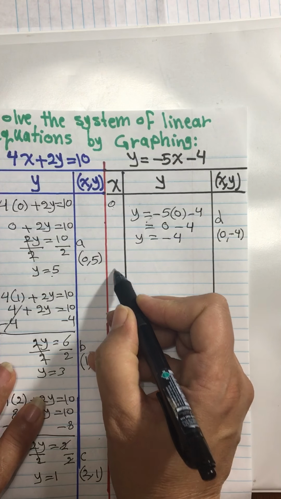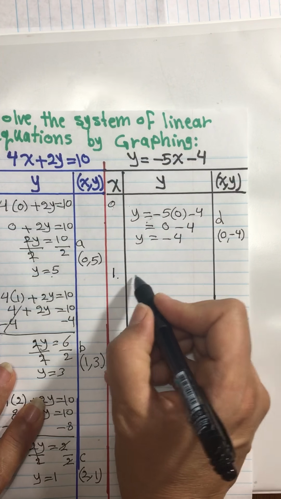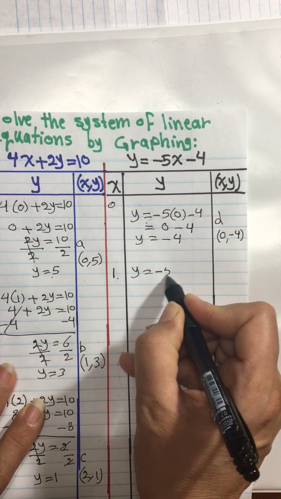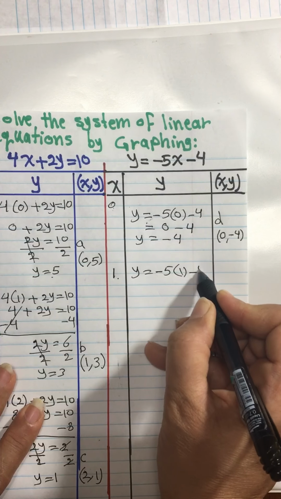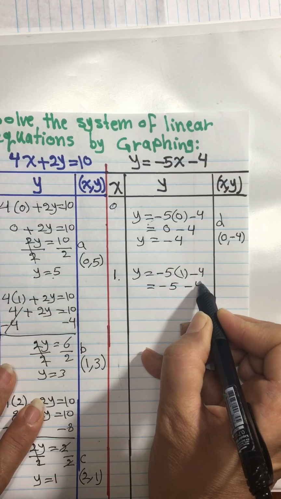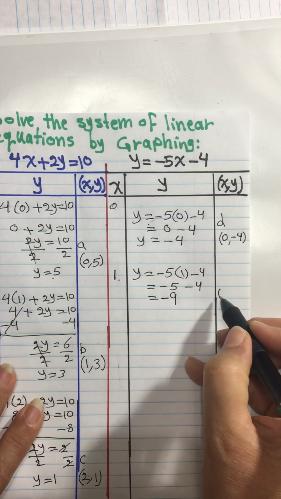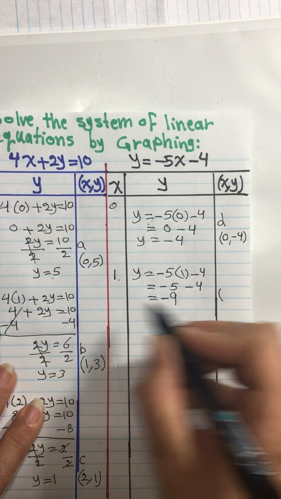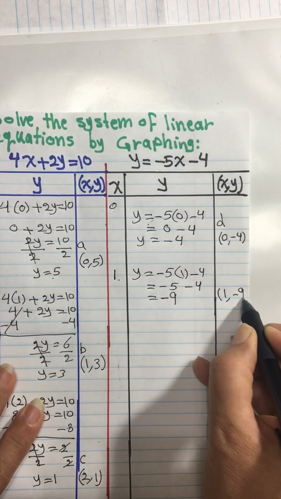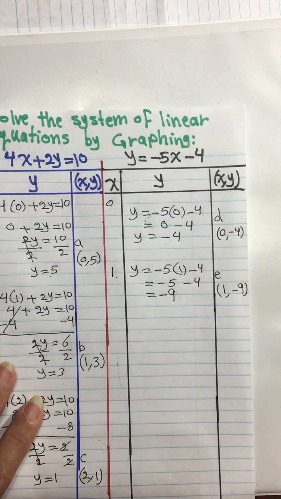Then I'm going to take x equals 1, substitute it in the equation. y equals negative 5 times 1 minus 4, which equals negative 5 minus 4. And it's going to be negative 9. So the second ordered pair is (1, negative 9), and I'm going to call it E.